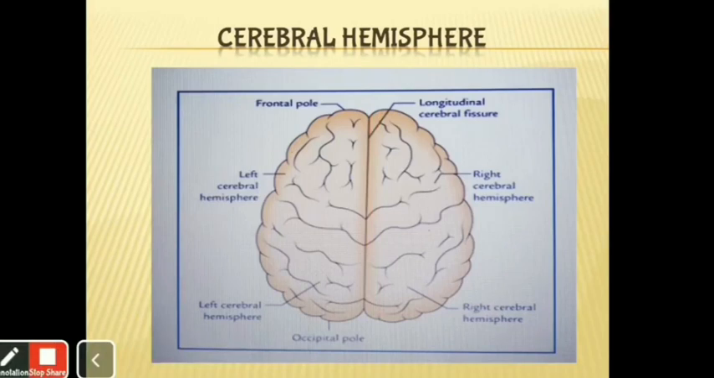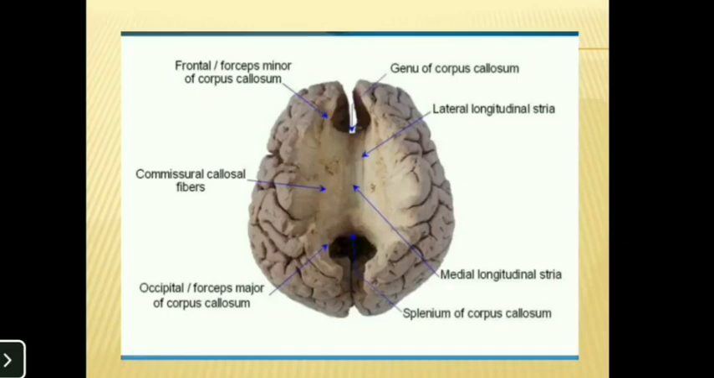And here you can see that the longitudinal cerebral fissure is incomplete and it extends downwards till the corpus callosum. This is the corpus callosum. You can see that the fissure is incomplete. It extends only till the corpus callosum. So, what do you mean by corpus callosum? It is a large mass of white fibers that join the two cerebral hemispheres.